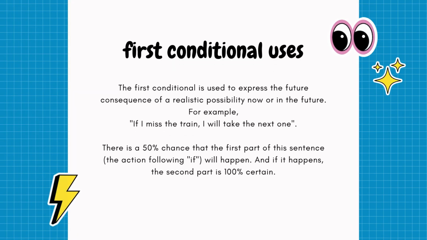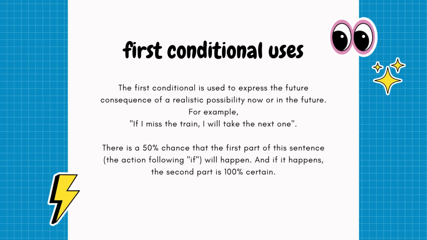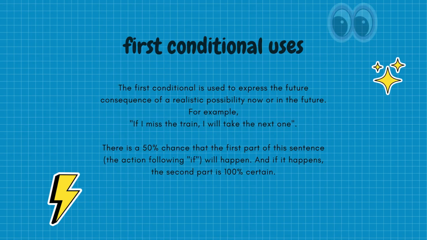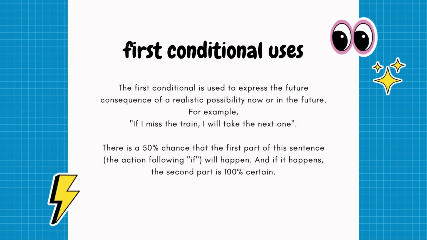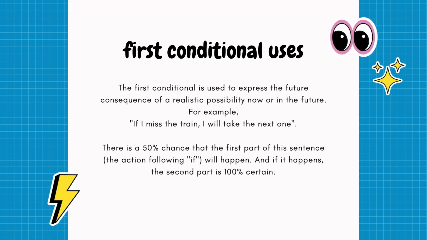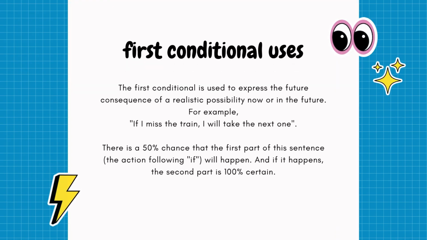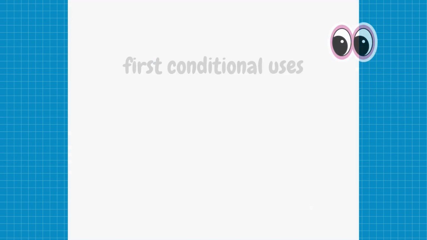First conditional uses. The first conditional is used to express the future consequence of a realistic possibility now or in the future. For example, if I miss the train, I will take the next one. There is a 50% chance that the first part of this sentence, the action following if, will happen. And if it happens, the second part is 100% certain.